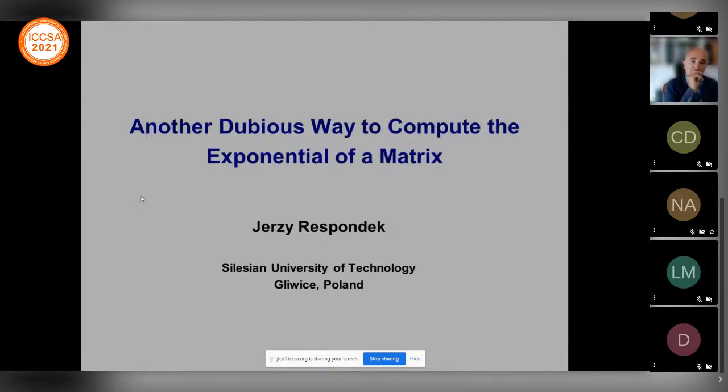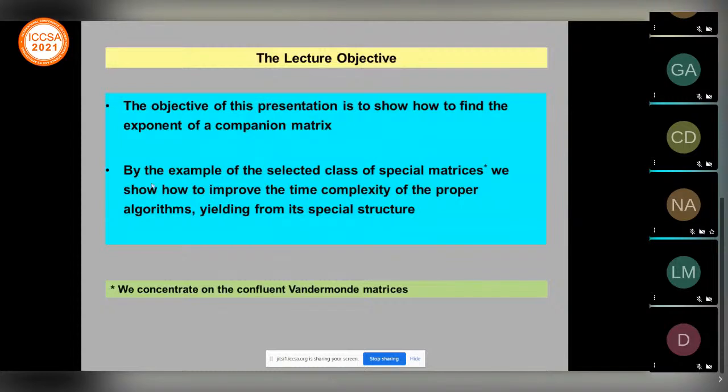It means the so-called companion matrices, by some people called companion Frobenius matrices. The objective of this presentation is to show how to find the exponent of a companion matrix. By this particular example of a special matrix, we show how to improve the time complexity of proper algorithms yielding from its special structure.